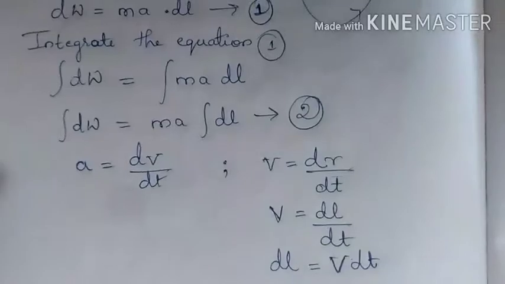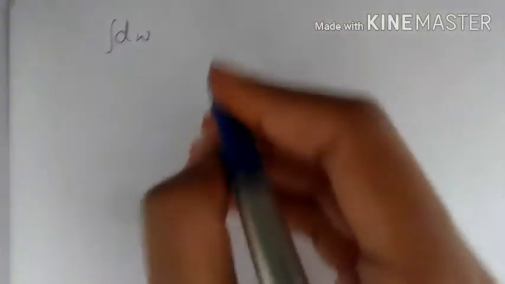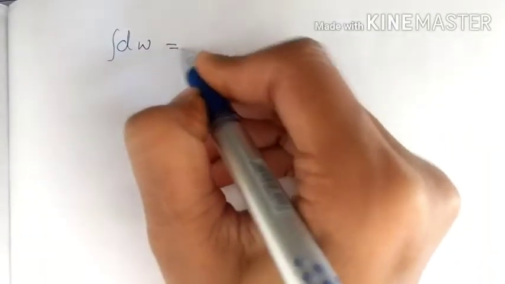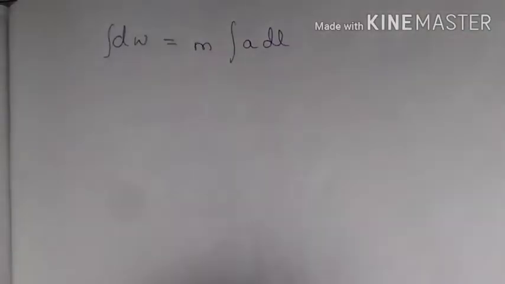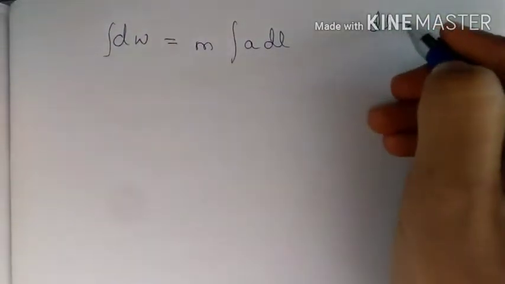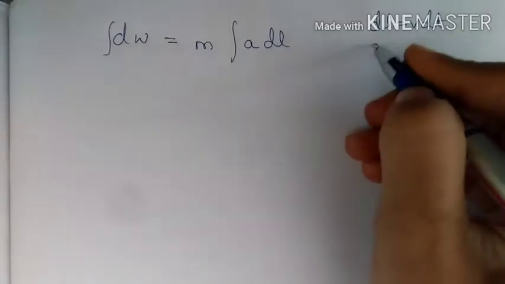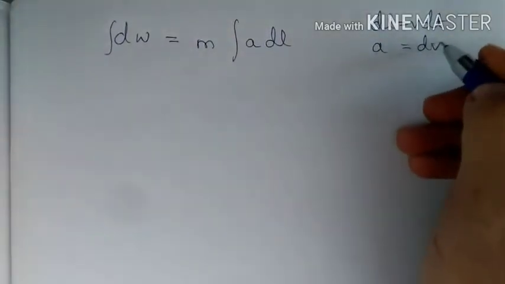So I'll write this equation again. Integration of dW is equal to m integration of a dl. So we know that dl is equal to v dt, and a is equal to dv by dt.